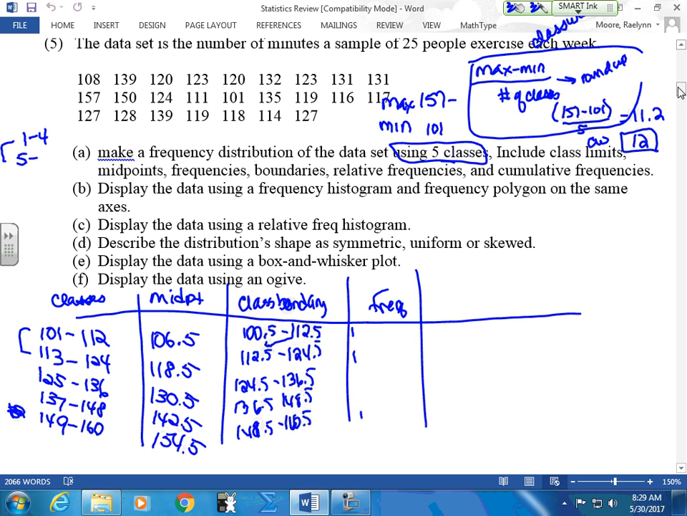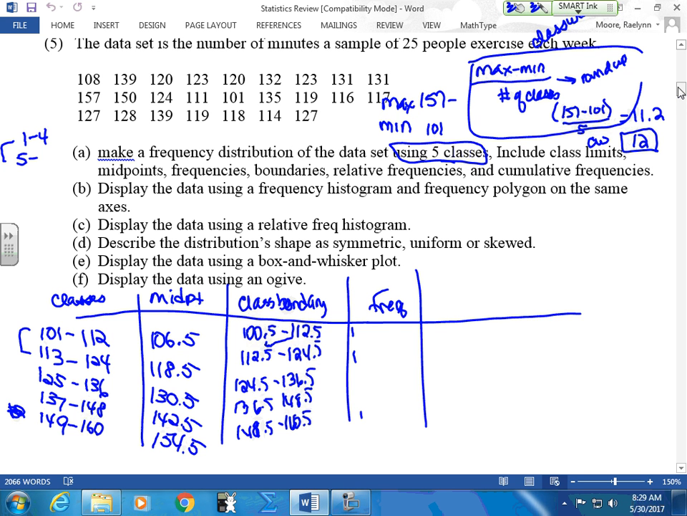Frequency. So I want to see, where did they fall? Where does 108 fall? Into this one. I put a tick mark. Where does 139 fall? Into this one. I put a tick mark. And that I know because I'm a little bit off on my lines. So at the end, you're going to add up all your tick marks. And what should they add up to now, Sarah?